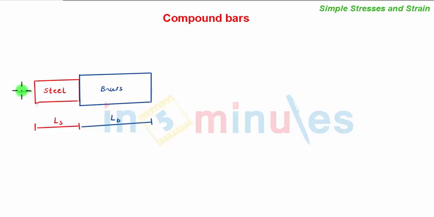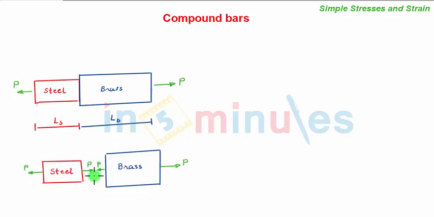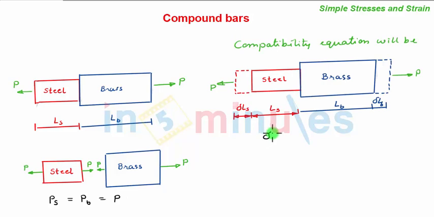Now suppose a load P acts on the composite bar as shown in the figure. Upon drawing the free body diagram and applying the principle of superposition of forces, we get that the individual steel and brass bars are each subjected to the load P. So we can write the load shared by the steel bar and brass bar as PS is equal to PB is equal to P. Whereas the compatibility equation for this case will be: total elongation of the bar delta L will be delta L of steel plus delta L of brass, as shown in the figure.